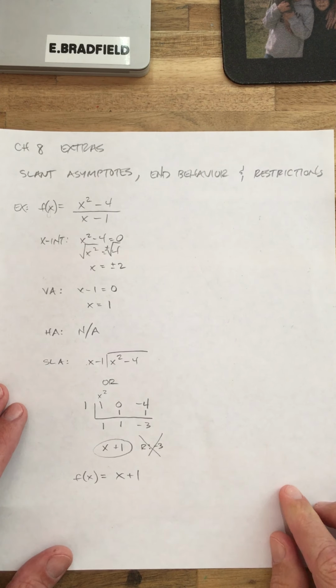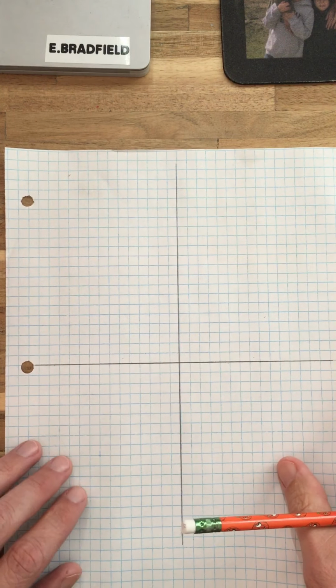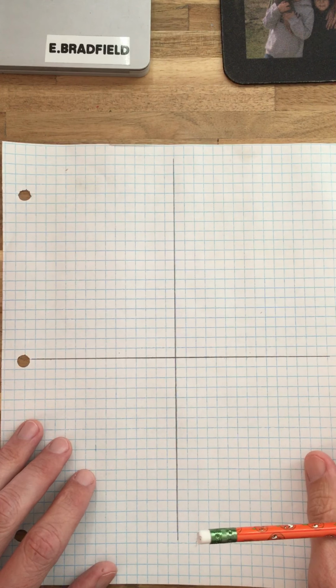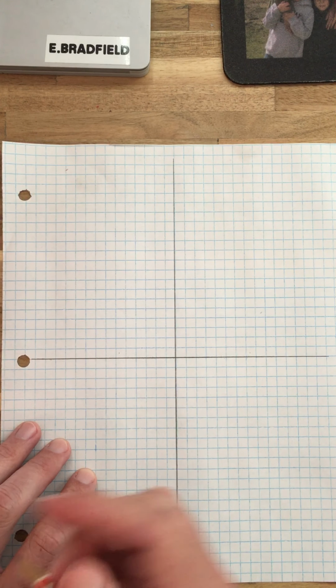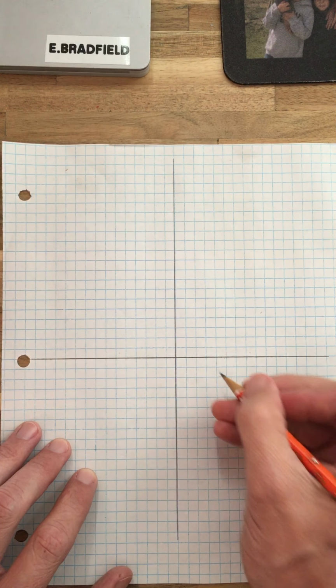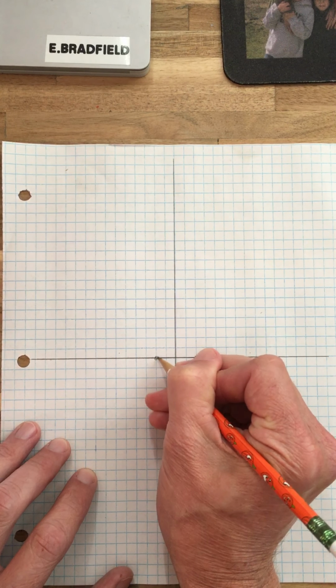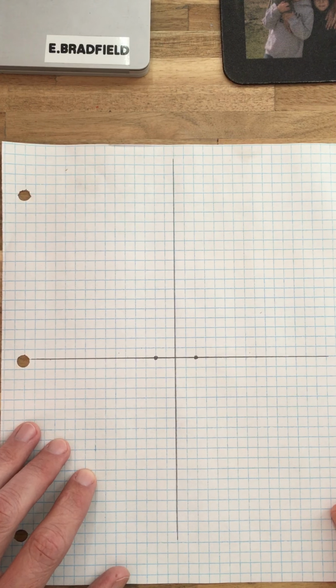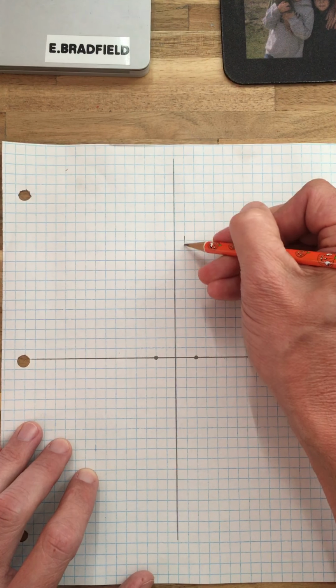All right, so now let's go ahead and mark this stuff up on my graph, okay? So here's my graph. All right, so my first thing to do is write down the x-intercepts. So I have x-intercepts of positive and negative 2. So here's an x-intercept here and an x-intercept here. Okay, I have those two x-intercepts. Then it says I have a vertical asymptote of x equals 1. So that's this guy right here.